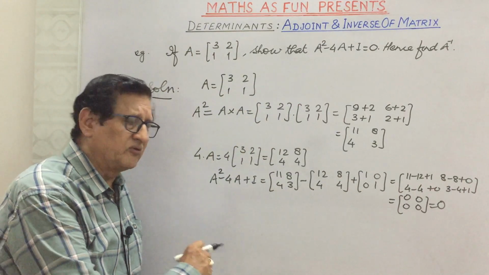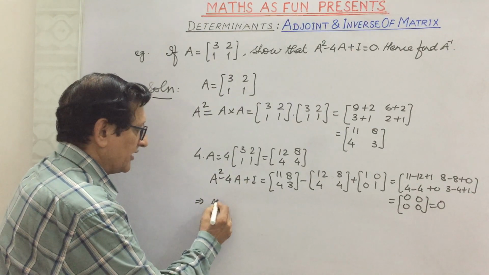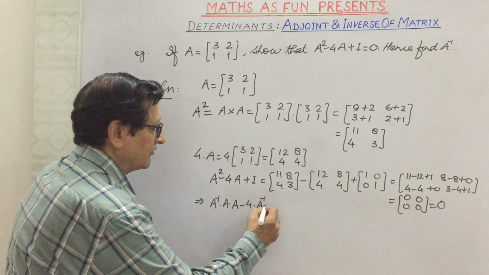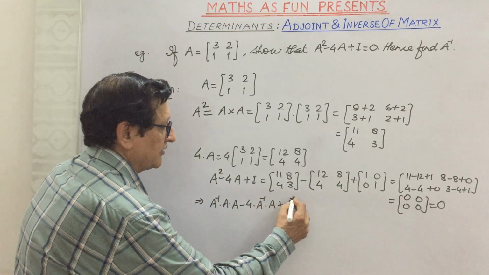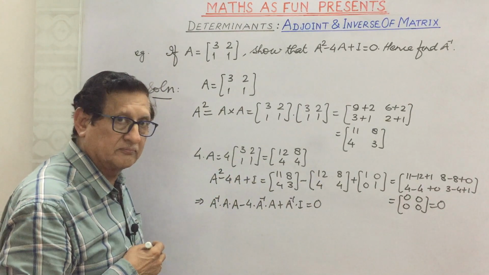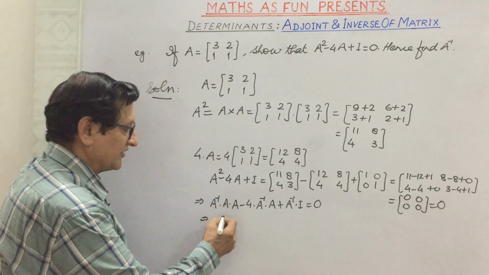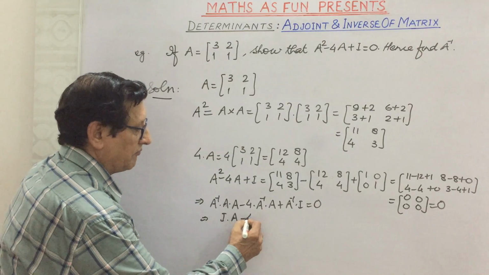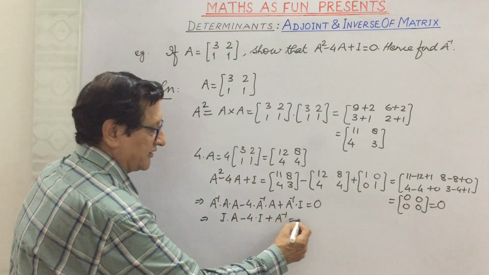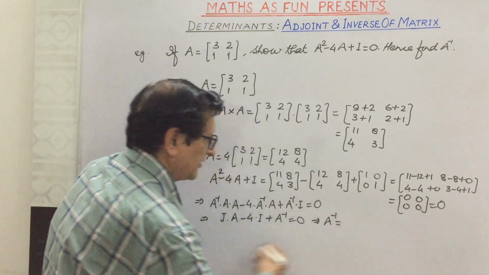Now to find out A inverse, we will multiply A inverse on both sides of it, and this will give us A inverse into A minus 4 into A inverse into A plus A inverse into I equal to 0, because A inverse into 0 is 0. Are we getting from here A inverse into A? We know is I, so this will be I minus 4 into I and plus A inverse, that is equal to 0. Are we getting the value of A inverse from here?